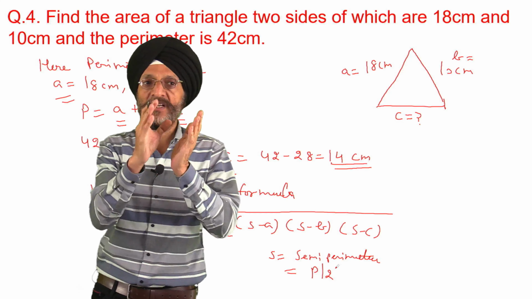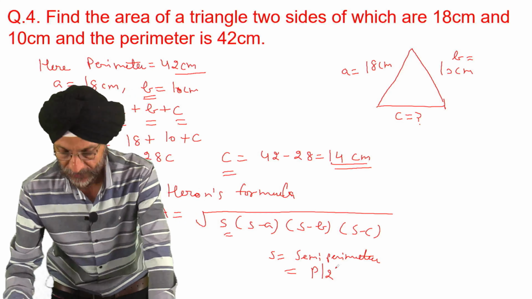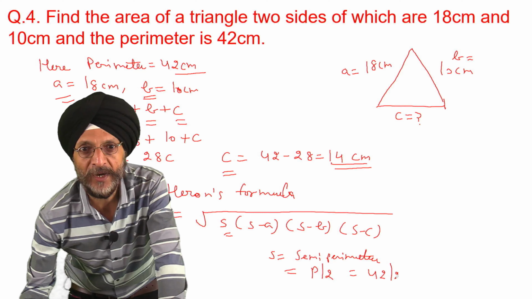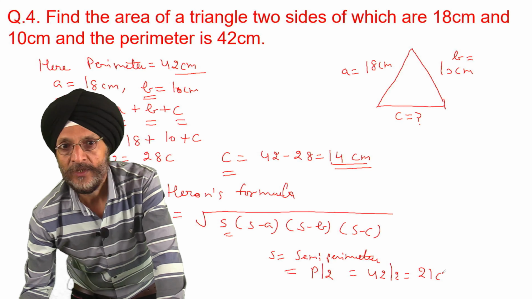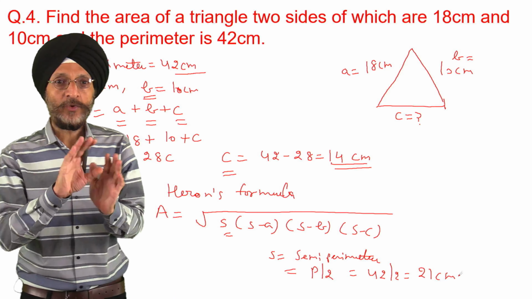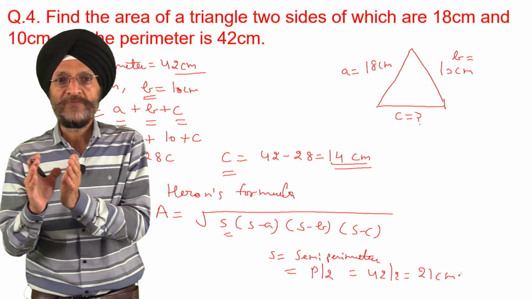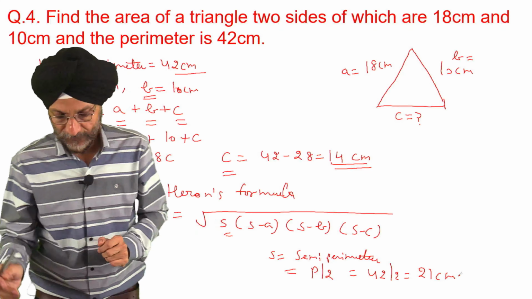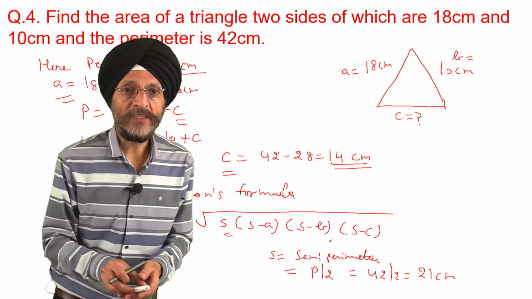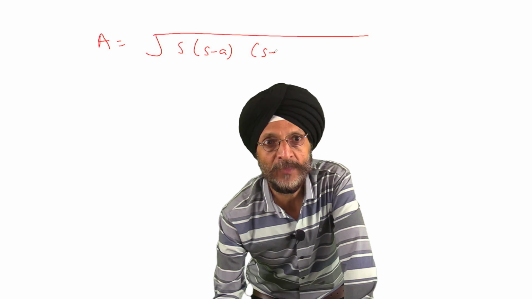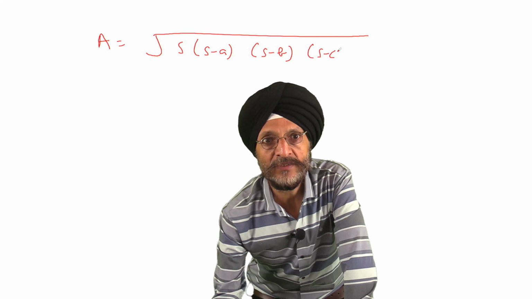The value of perimeter is already given to us, that is 42 centimeter. So the value of S will be 42 divided by 2. It is 21 centimeter. So now we have the value of S as well as A, B and C. So now we will put in all these values. We will again write here area of triangle is equal to under root S into S minus A into S minus B into S minus C.